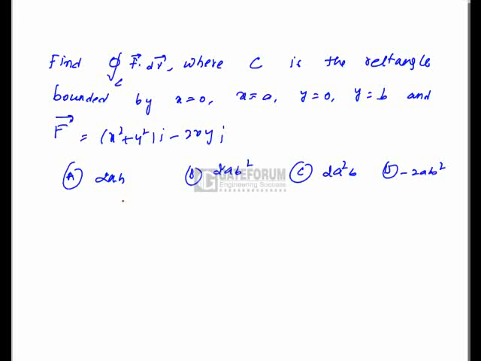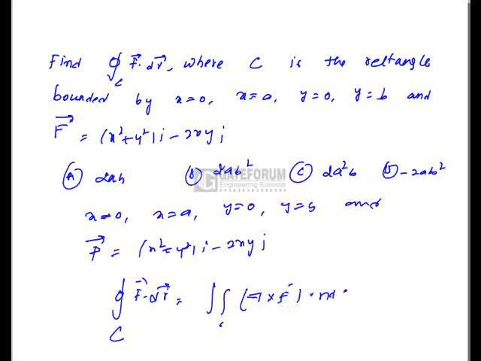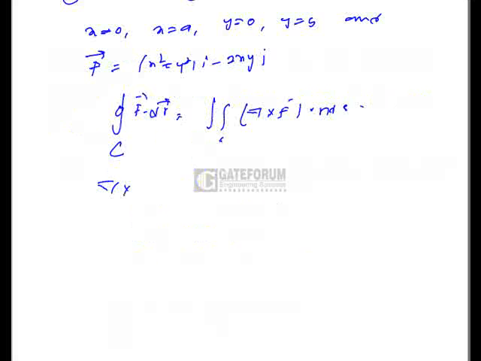Now we have to find the area of the rectangle bounded by the curves x equals 0, x equals a, y equals 0, y equals b, and a vector f, x square plus y square times i minus 2xy times j, over C f dot dr. Now we know that over C f dot dr is nothing but the double integration or surface integral of del cross f dot n times ds. N is nothing but the unit vector here. Now del cross f, if I calculate, it will be k times minus 2y minus 2y, which is equal to minus 4yk.